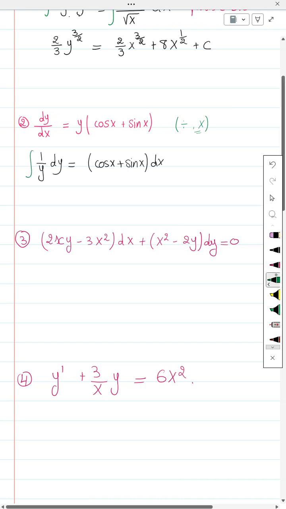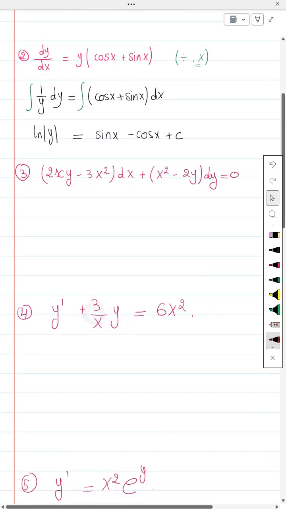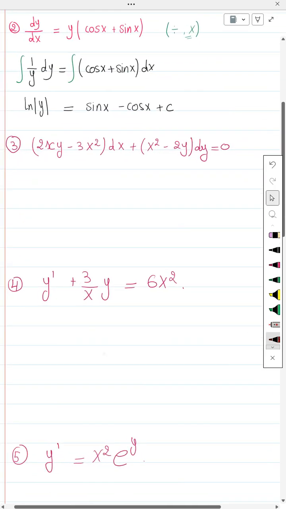In this step, by integrating, we have ln of the absolute value of y equal to the integration of cosine, which is sine x, and the integration of sine, which is minus cosine x, plus c. So this is the solution. Let's see the third equation.